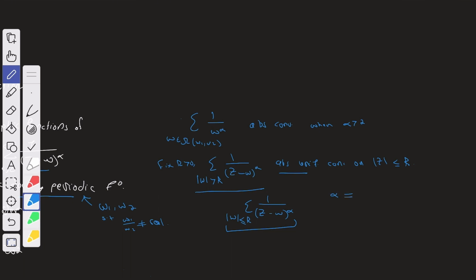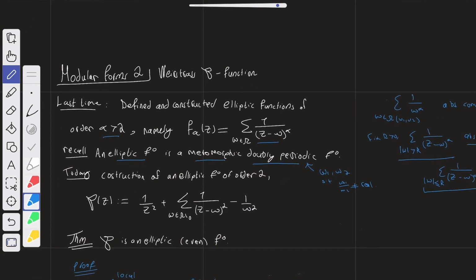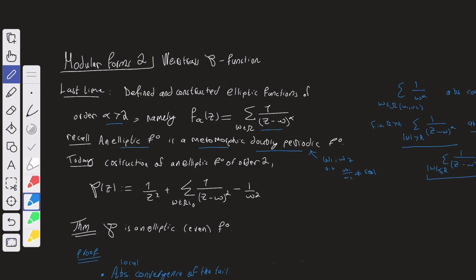So we could find elliptic functions of order 3, 4, etc. However, we failed to find an elliptic function of order 2. So to complement the work of last time, we're gonna try to construct an elliptic function of order 2, because this is the thing we're gonna need for our first construction of modular forms. So this is a quick recap of what we did last time.